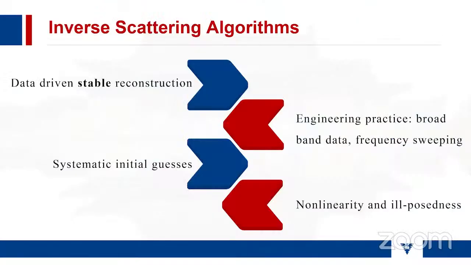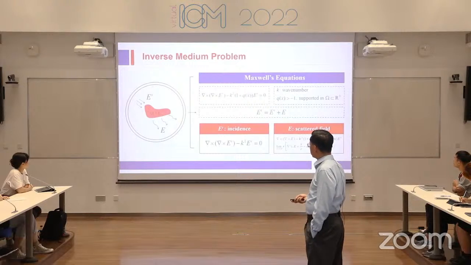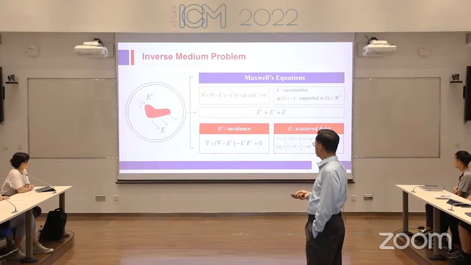The objective is to develop data-driven stable reconstruction algorithms. The method should be able to systematically choose the initial guesses and to overcome the challenges of nonlinearity and ill-posedness of the inverse scattering problems. To discuss our method, let me use an example. This is a 3D Maxwell electromagnetic inverse scattering problem.